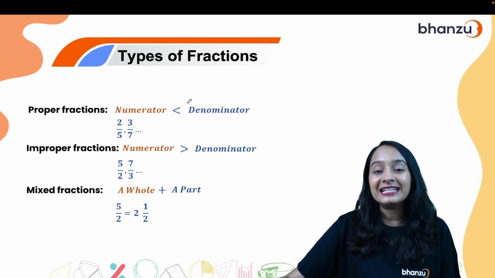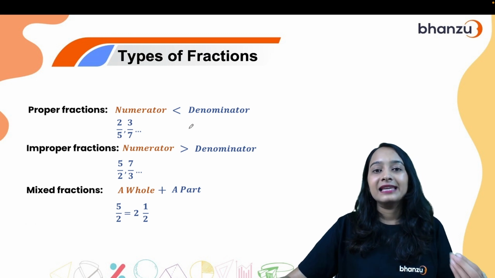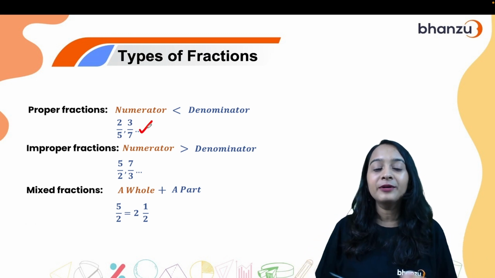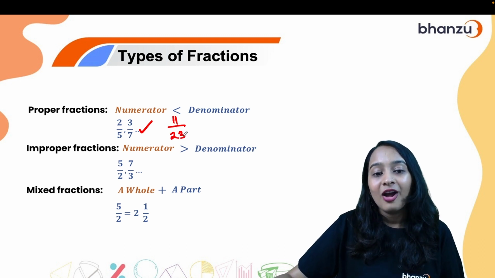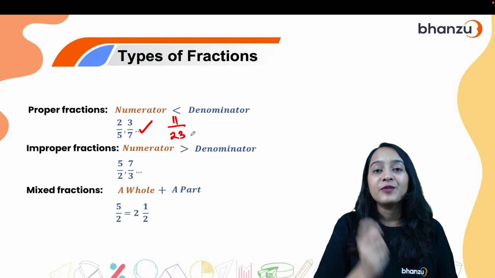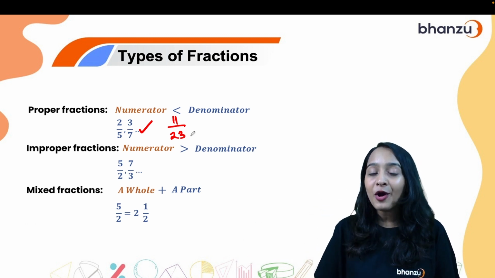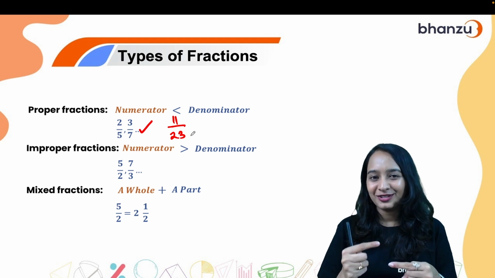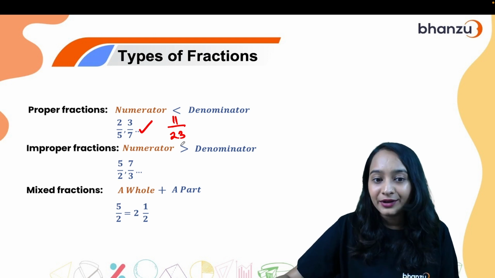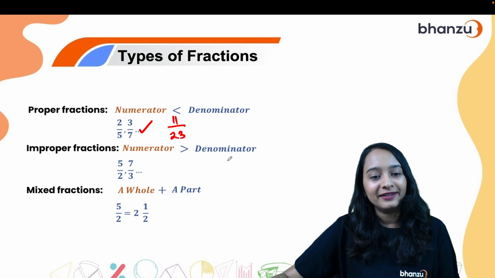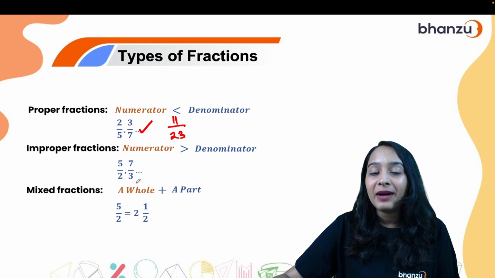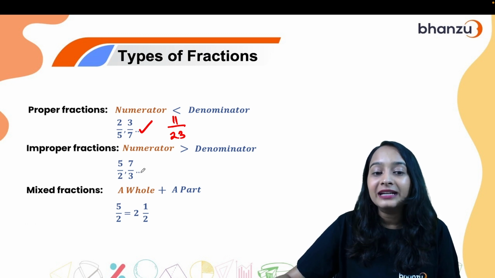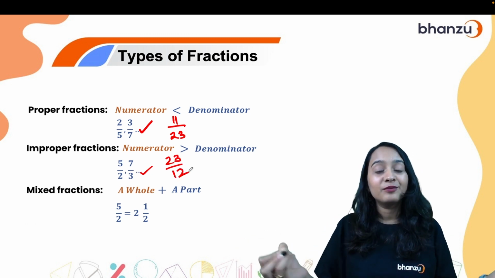What is a proper fraction? Whenever the numerator is less than the denominator, it is said to be a proper fraction. For example, 2 by 5, 3 by 7, 11 by 23. All of these are examples of proper fraction. What about improper fraction? It is just the opposite of proper fraction. The numerator here is greater than the denominator. So as you can see, 5 by 2, the 5 is greater than 2. 7 by 3, 7 is greater than 3. The numerator is greater than the denominator. If I write 23 by 12, it's an improper fraction.